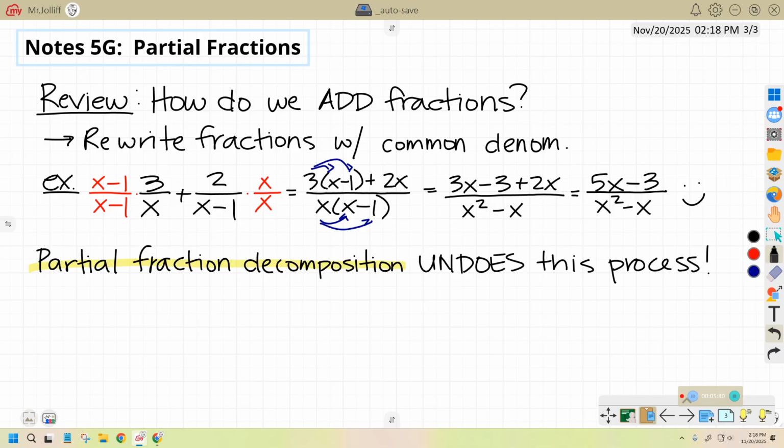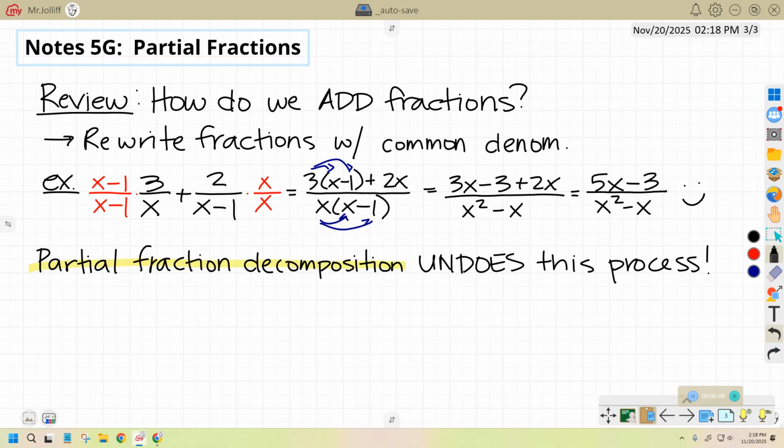Partial fraction decomposition. I am taking one big fraction and splitting it up into a bunch of small pieces. That's what decomposition means. It takes a big thing, breaks it down into its pieces. We're doing that with fractions, thus fraction decomposition. Yeah? We don't want to have to write that every time we want to do it. That's a lot of words. I'm going to call these PFDs, partial fraction decompositions.